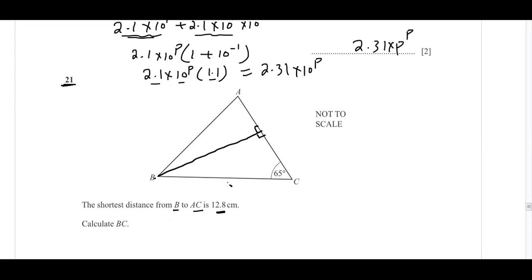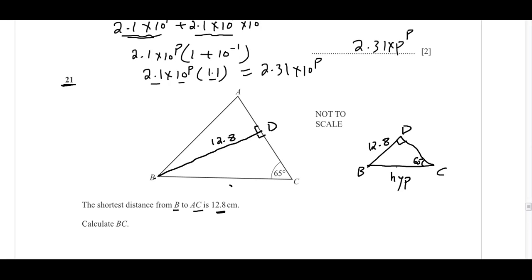This length you have to find now. Let's say this point is D, where it's given. It means this is 12.8, the shortest distance. You have to find BC. So consider this triangle: this is B, this is D, and this is C. This angle is 65, and this one is given 12.8. You have to find this BC, and this angle we know is 90 degrees. It means this is hypotenuse, because opposite to 90 degrees is always hypotenuse.